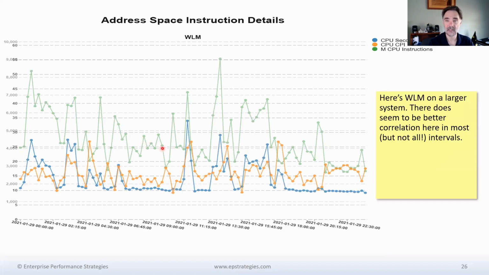There's still variability here that we don't see in the CPU time. But at least when there are big CPU time jumps, we do see an increase in instruction counts. So we do know that increased CPU time does imply increased instruction counts. That part makes sense, but we also see that the reverse is not necessarily true. An increase in the instruction counts does not necessarily mean that we had an increase in CPU time. So there is better correlation here, but I think the problem still exists.